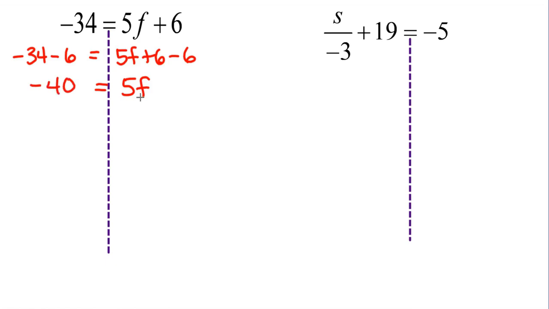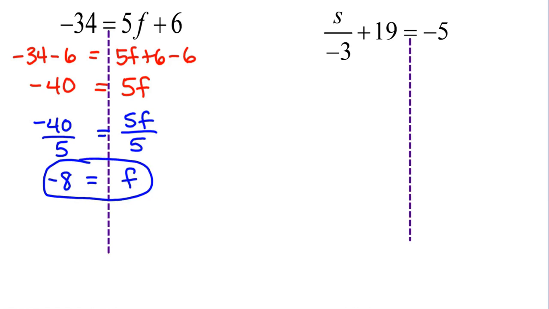Step 2 would be to eliminate this multiplication. And I'm going to divide both sides by 5. Negative 40 divided by 5 is negative 8. And 5 times f divided by 5 is just f. There's my solution. Negative 8 equals f. And if I plug that back into check, 5 times negative 8 is negative 40. Negative 40 plus 6 is negative 34. My solution checks. Last one, s divided by negative 3 plus 19 equals negative 5.